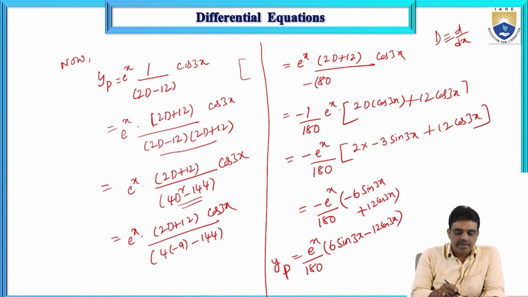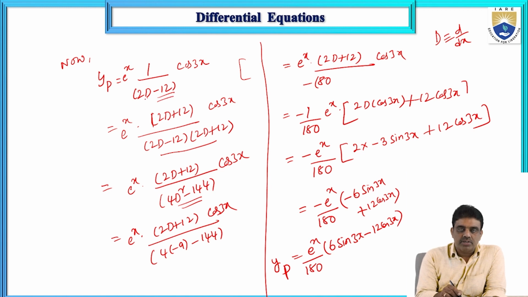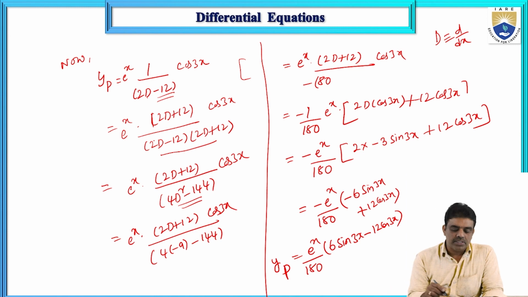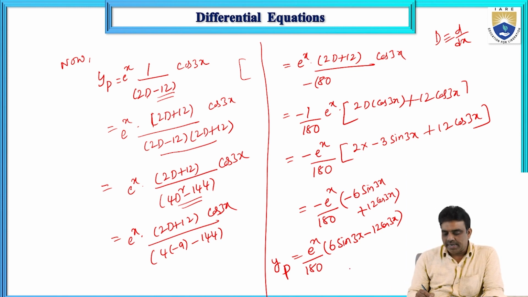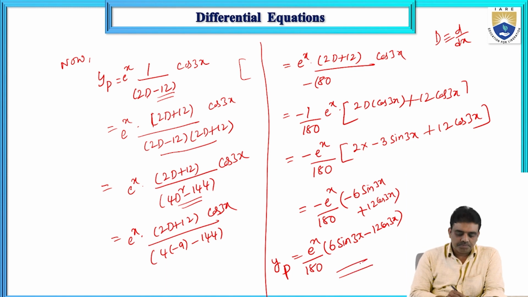So here I will explain again. Already we have operated with e power ax, replacing d by d plus 2. Then we replaced d square by minus b square as per the type 2 model. Still it is 1 by 2d minus 12 of cos 3x. Now to apply the second model, it should be a function of d square. So to make it a function of d square, I multiply and divide with 2d plus 12, and on operating we will get this yp.